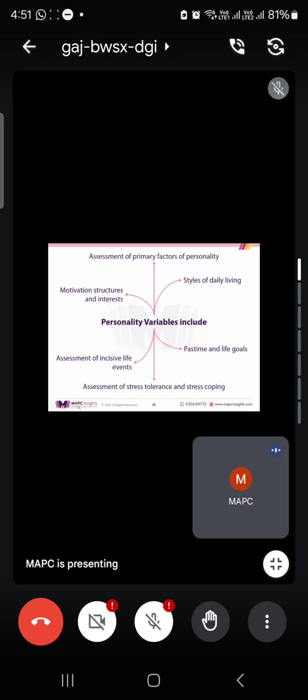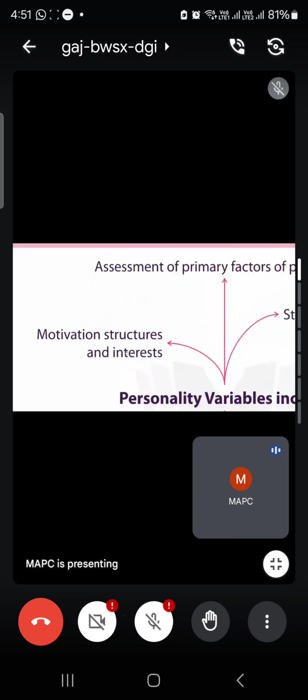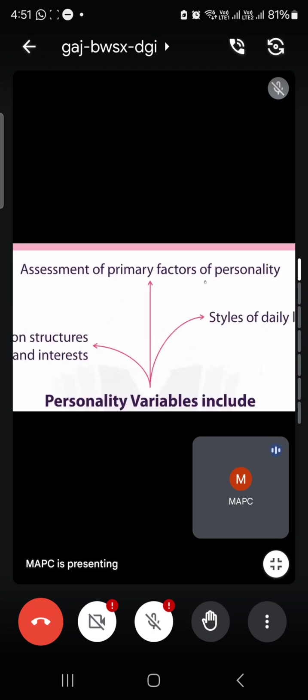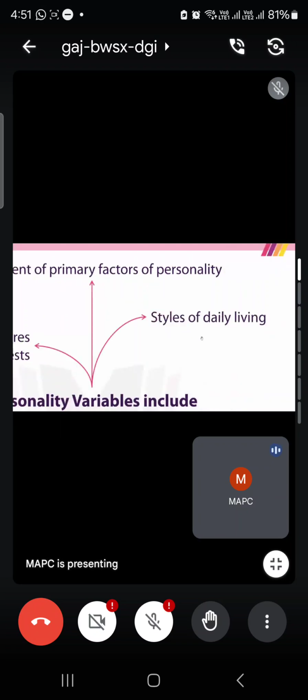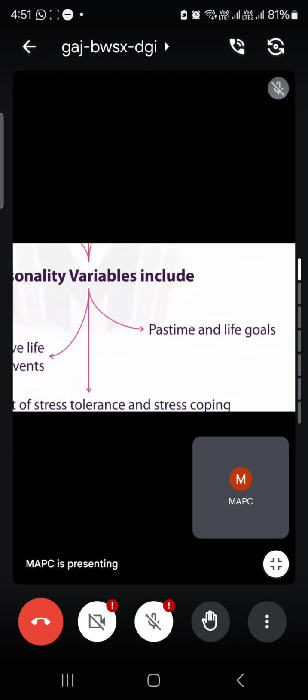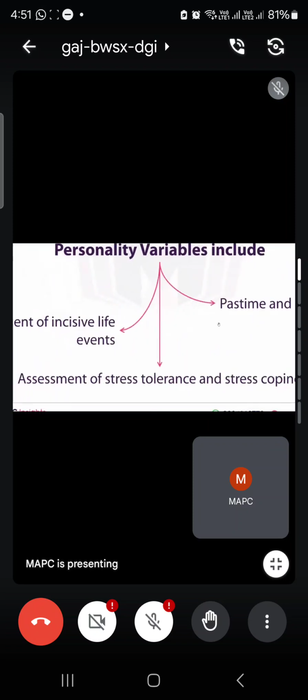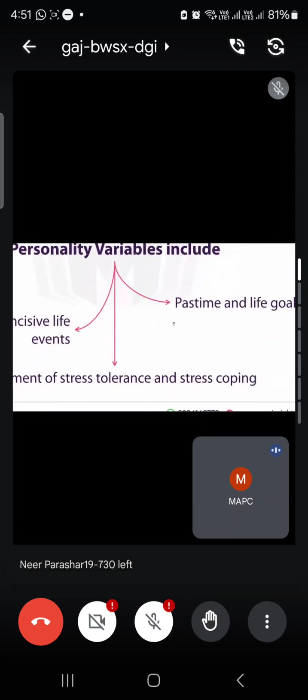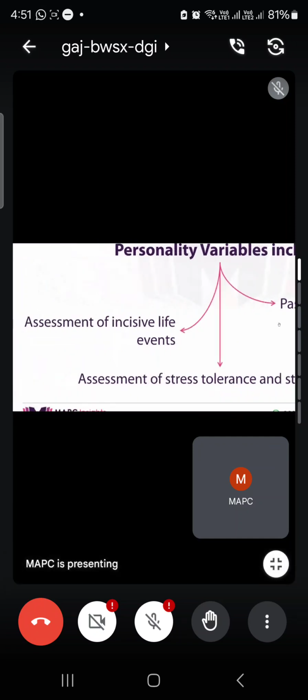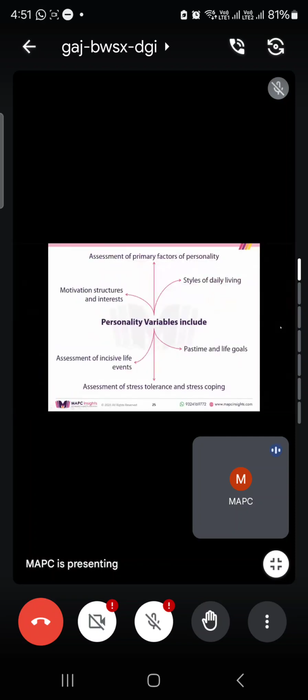The personality variable includes motivation, structure, and interest of the person. Assessment of primary factors of personality. What is the style of daily living? Pastimes and life goals of the person. Assessment of stress tolerance and stress coping. Assessment of incisive life events. So these are the various personality variables which we can measure with the help of a test.